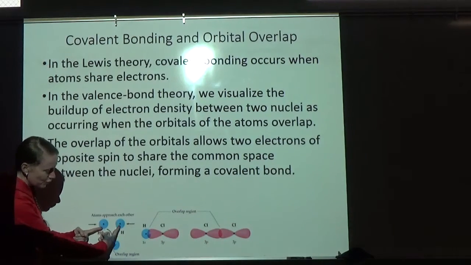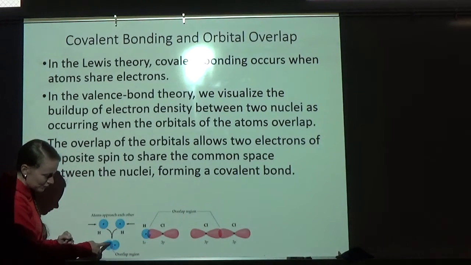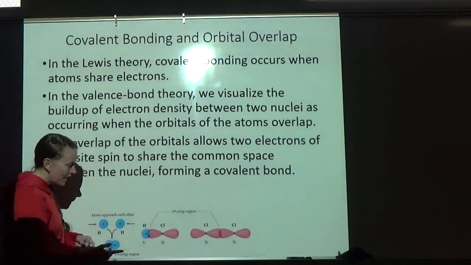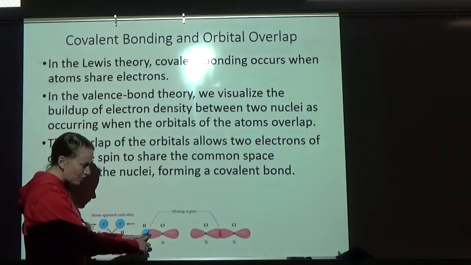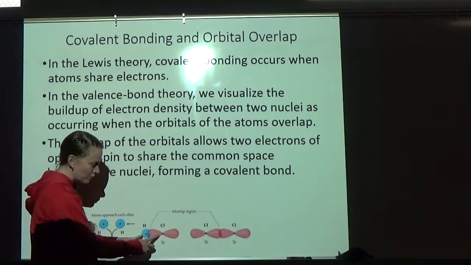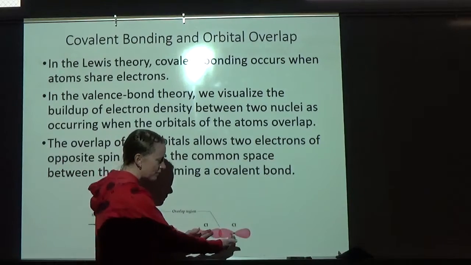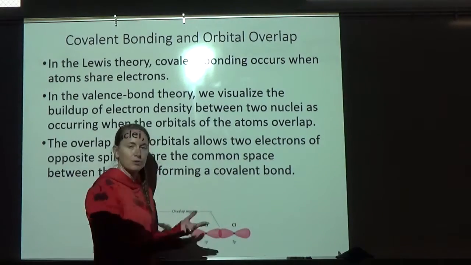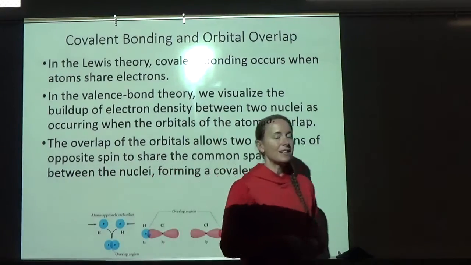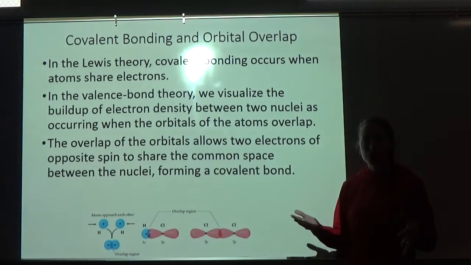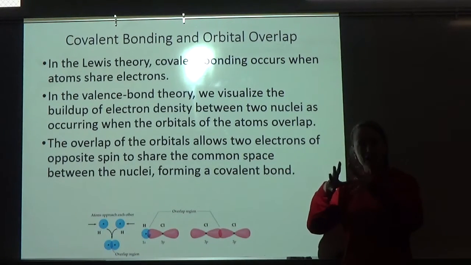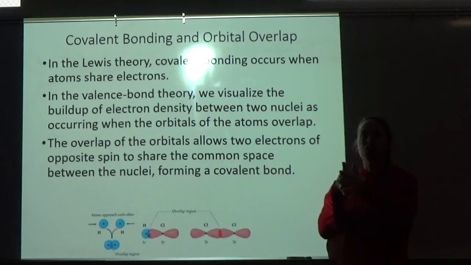If two s orbitals overlap, this would be the overlapped area where the two electrons would be. And if an s and p overlapped, because we all know p has the two lobes, it would look something like this. Or if two p orbitals overlapped, it would look something like this. So that's kind of what's going on when atoms share electrons: their orbitals overlap and the electrons are in that overlapped portion.